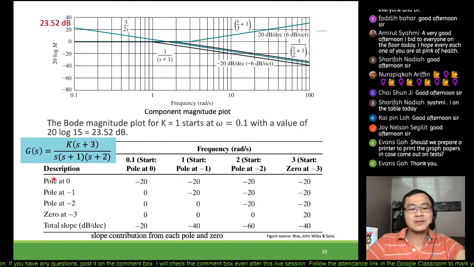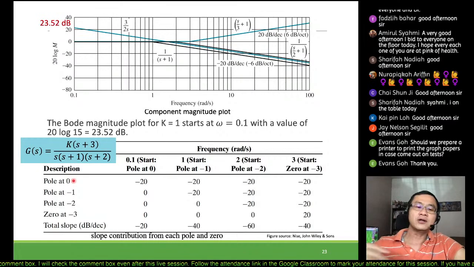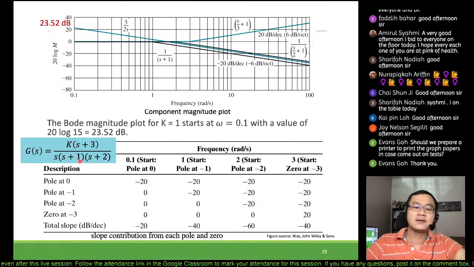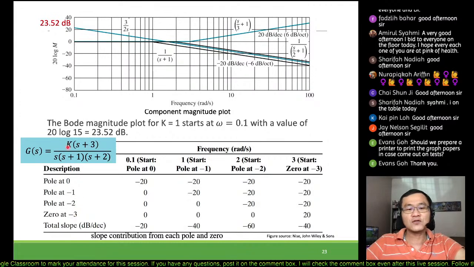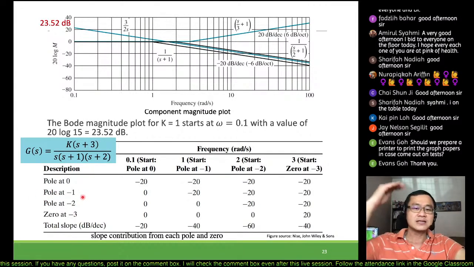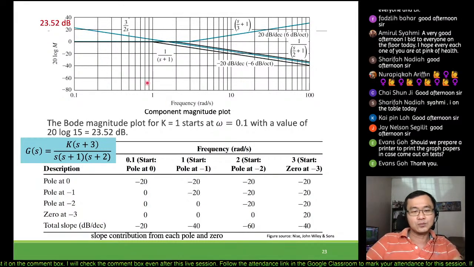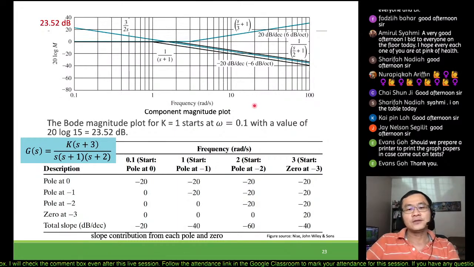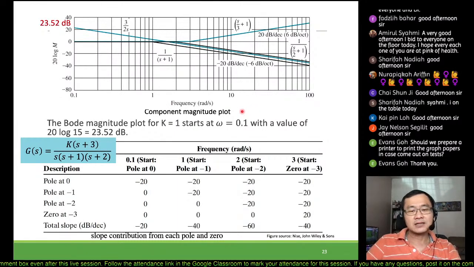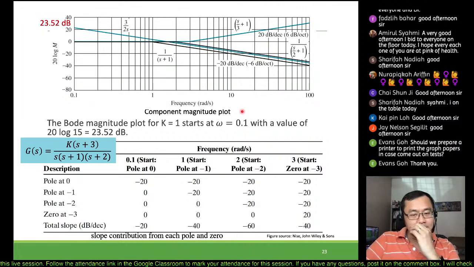Once we have that, now we will start to put them line by line. We will arrange them in order. We start with the pole at 0, then the pole at -1, the pole at -2, -3, and so on. If you have a zero, you have to put it in as well, just in order, so that it's easier for you to plot it out later on.